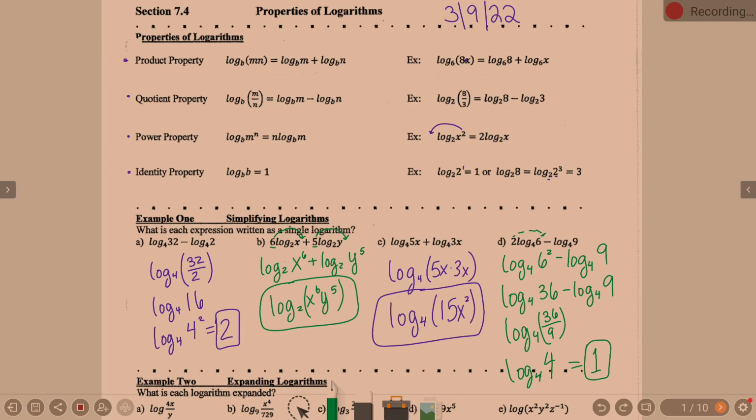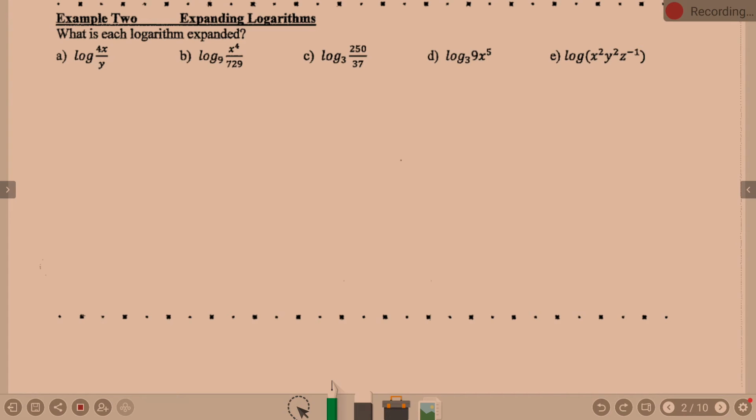Now, we get to do the opposite. The word for the last one I think they sometimes say is condensing. This one, they say expanding. Taking the single log and expanding it into multiple logs. So basically, those same rules we were just using, we're going to use them in the opposite direction.